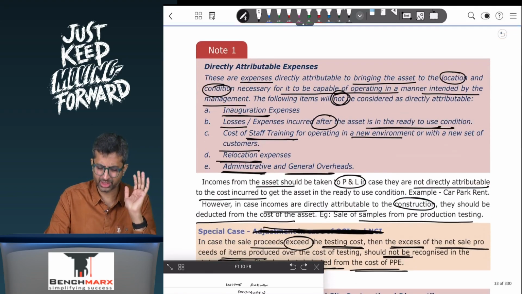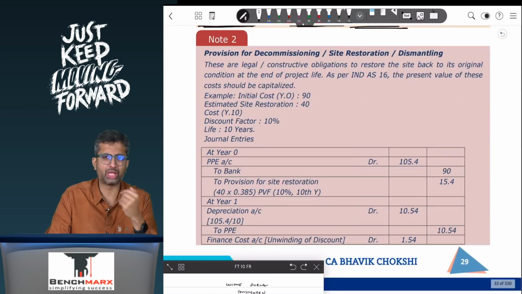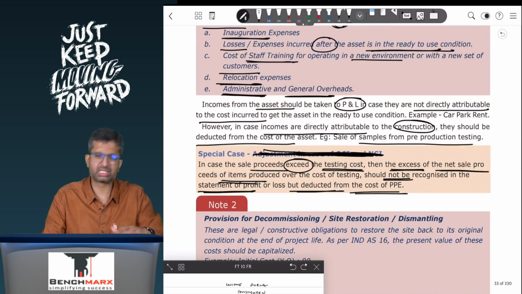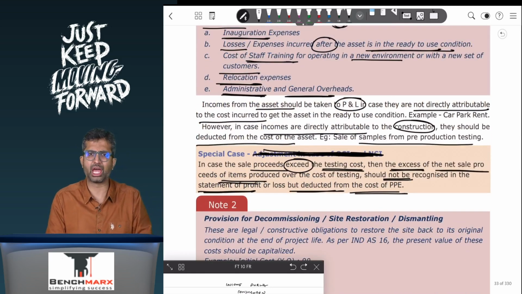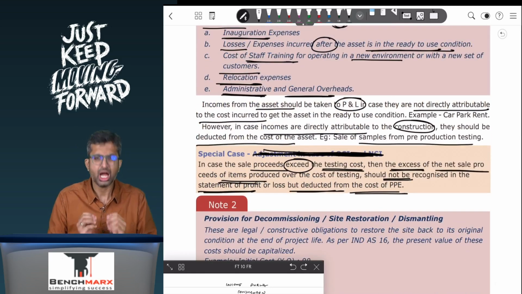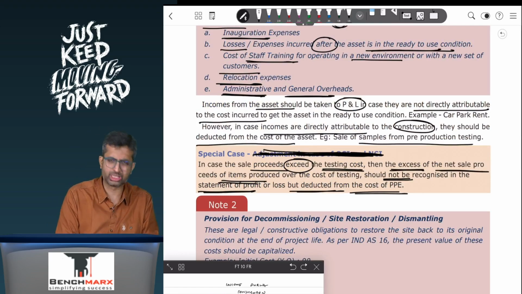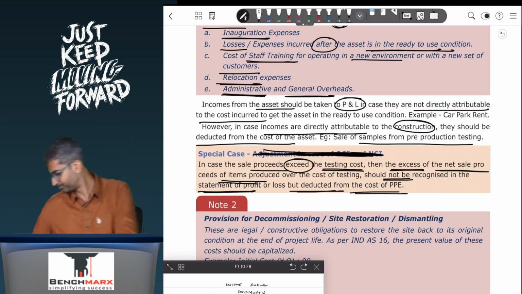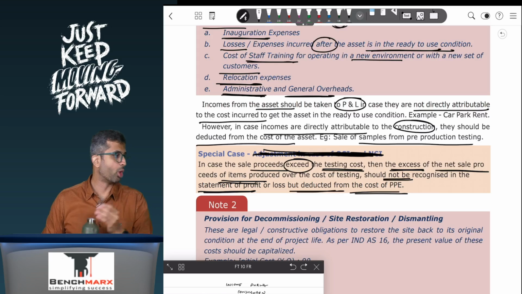Now there's provision for site restoration. We'll probably do that a little later. First, we'll try to understand the basics in terms of directly attributable expenses, etc. Now, sometimes there might be abnormal losses or normal losses. Have you heard about normal and abnormal losses? Well, yes. What happens to normal loss? As per generally accepted cost accounting principles, what do you do with normal loss?